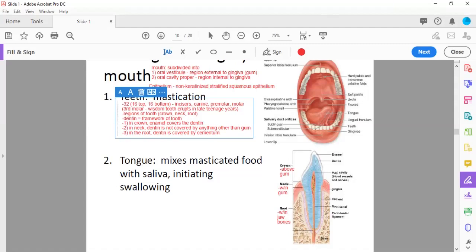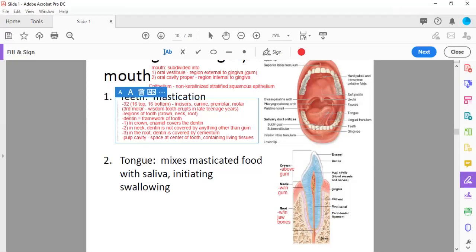Now, also at the very center of the tooth, you have what's called the pulp cavity, which is a space at the center of the dentine of the tooth, containing living tissues, which include the blood vessels and the nerve and so on.